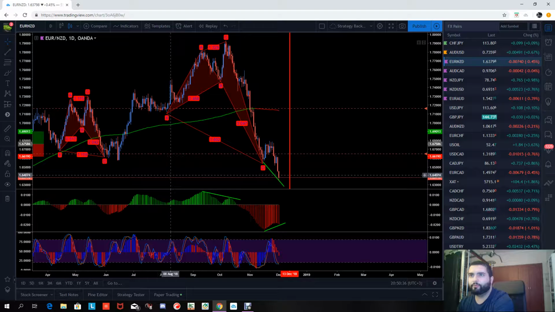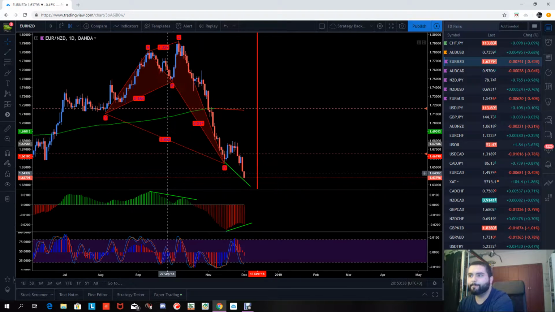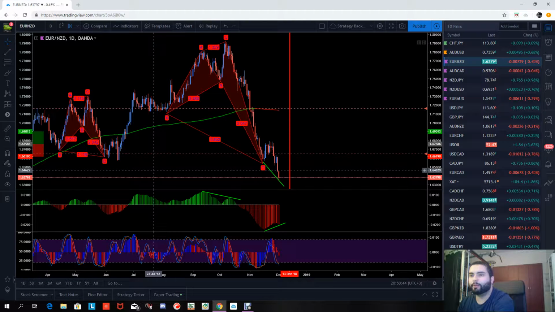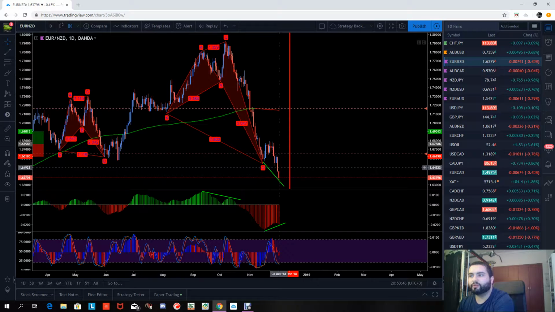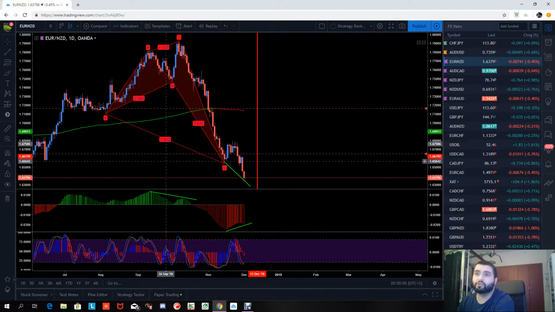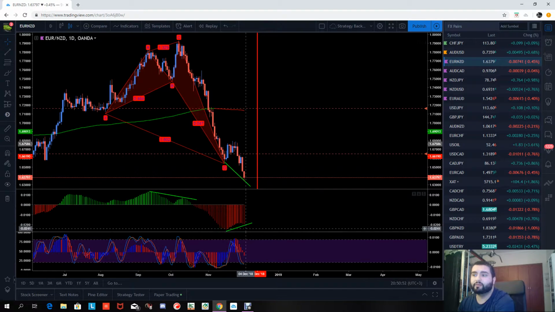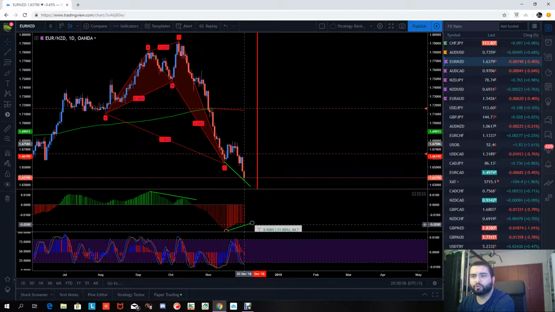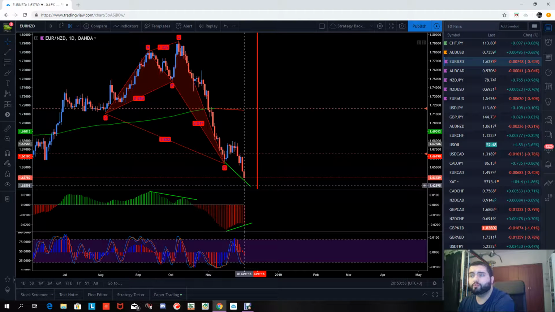Okay, here we've got the Euro NZD. I think the NZD has been strong for quite a while now. Should see some reversals against the NZD anytime soon. This is on the daily chart too. This is the Euro NZD. As you can see, another divergence. Higher lows on the indicator and lower lows on the chart. This is the opposite of what the other charts looked like, and this is a bullish divergence.